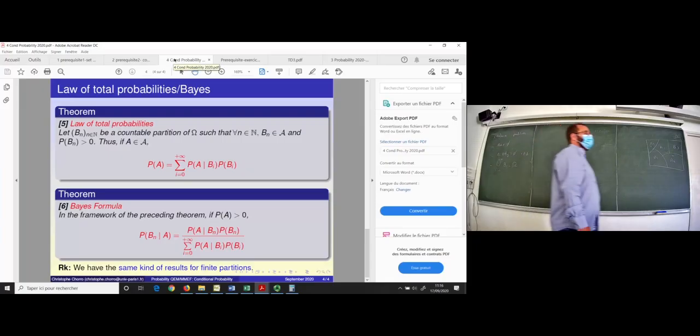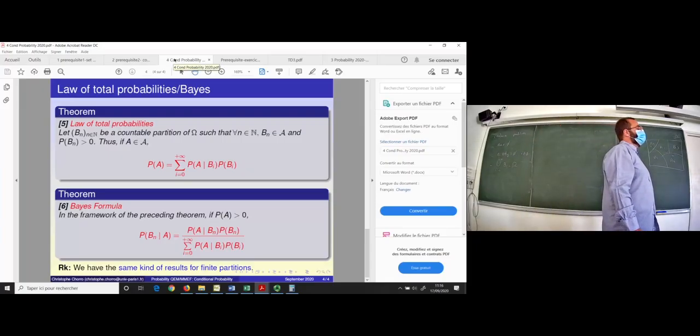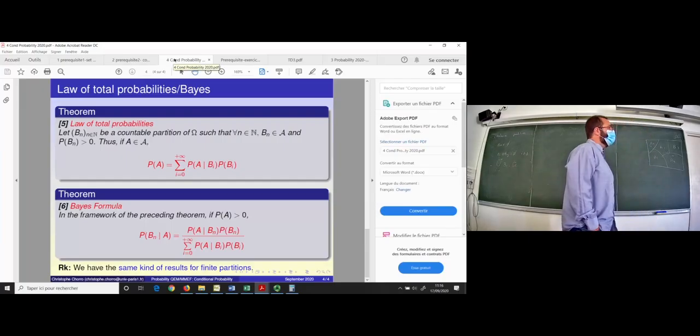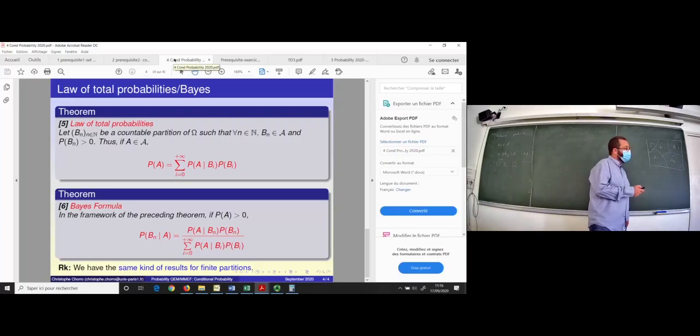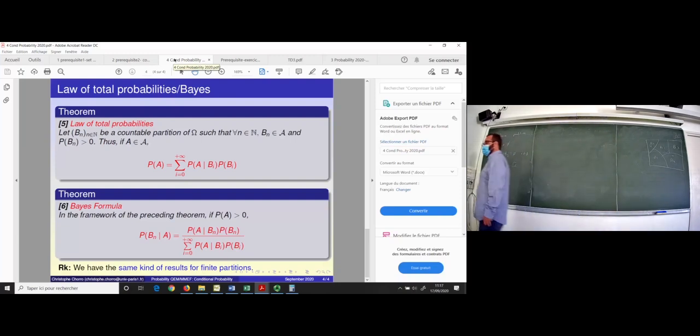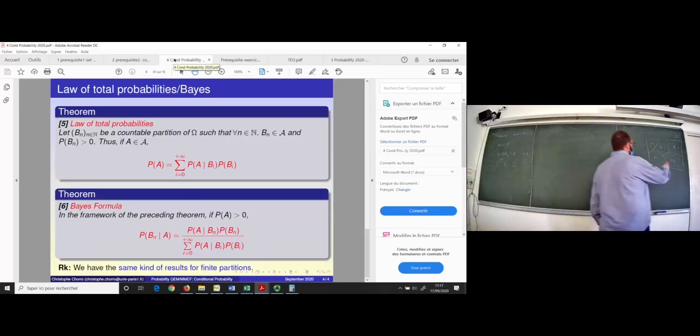And I say the following. I suppose that P of Bn is strictly positive. And why? Because if you see the formula in red in theorem 5, you have conditional probabilities in the formula. If I want to define them, I need that these probabilities are strictly positive from the definition. So I want to prove the formula in red here. And what will be the idea? The idea is exactly this one.